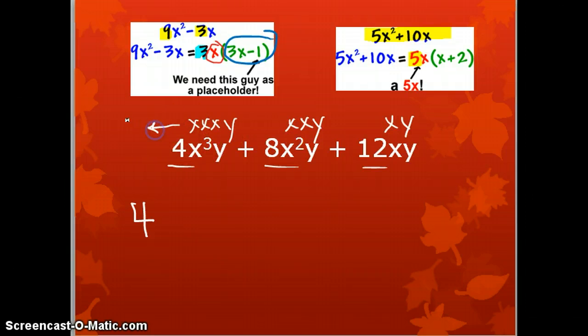So this one has 3 x's, but they all don't have 3 x's. That means I can't take out 3 x's. This one only has 2 x's, but they don't all have 2 x's. This one only has 1. And we always need to look for our smallest amount of variables.